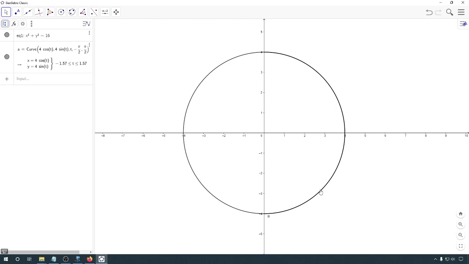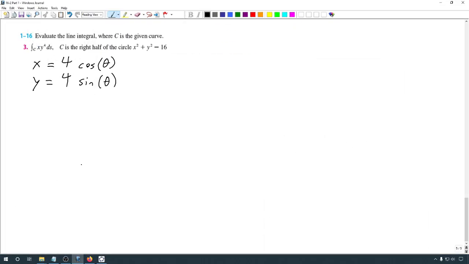Now, of course, you can't really tell that there's only the right side of the circle because I got the other circle there. If I take that out, we can see that this curve actually does just give me the right half of the circle. And that's what we want to use here. So, again, our limits on our t are from negative pi over 2 to pi over 2.